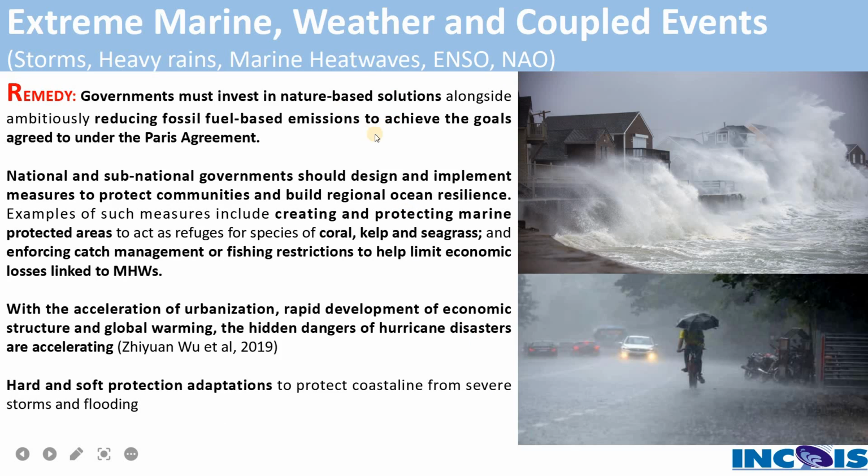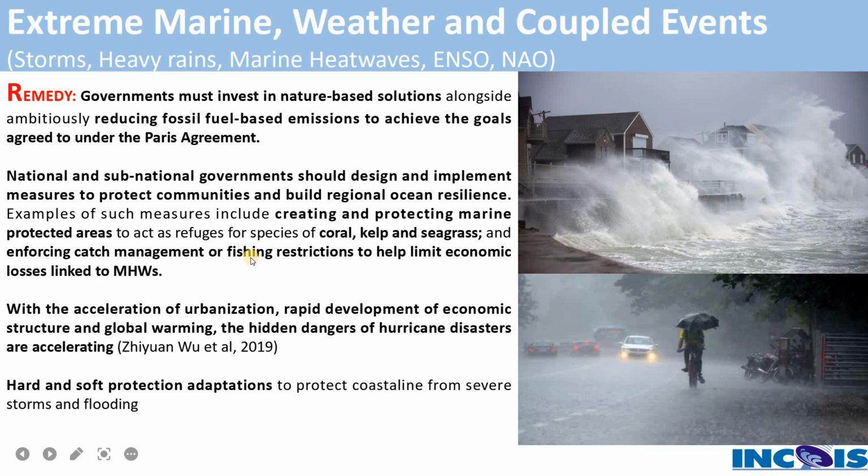So what kind of remedial measures do we have to take during these extreme events? Of course, governments must invest in nature-based solutions alongside reducing fossil fuel-based emissions to achieve the goals we have set according to the Paris Agreement. And national and subnational governments should design and implement measures to protect communities and build regional ocean resilience programs, because we have to establish marine protected areas for species such as coral, kelp, and seagrass, because these all will protect our coastline from the so-called extreme events, right?